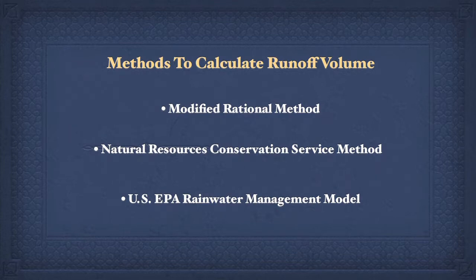Different methods can be used to calculate the runoff volume. Examples include the modified rational method, Natural Resources Conservation Service method, sometimes called the SCS method, as described in Technical Release 55, and also the US EPA Rainwater Management Model. Now we'll explore how the City of Portland determines runoff volume for city projects.